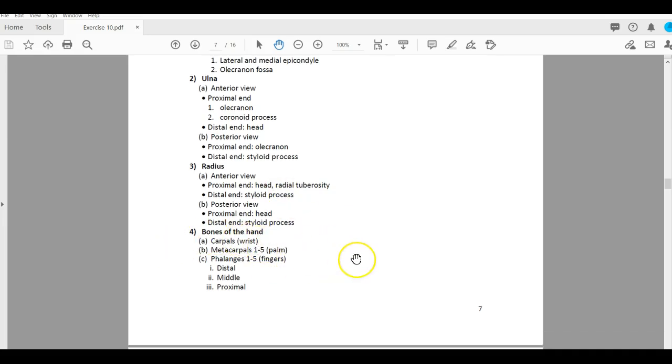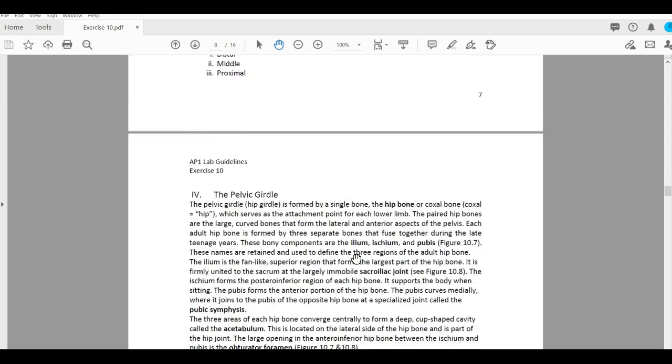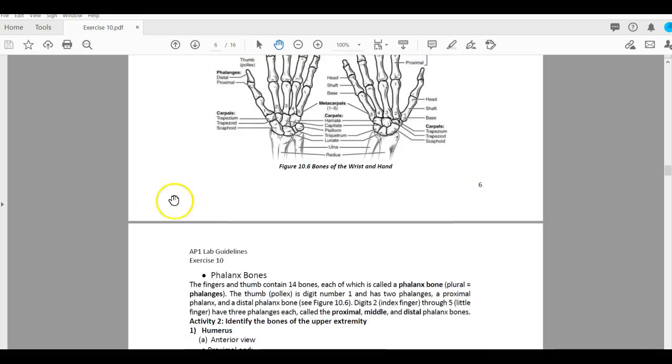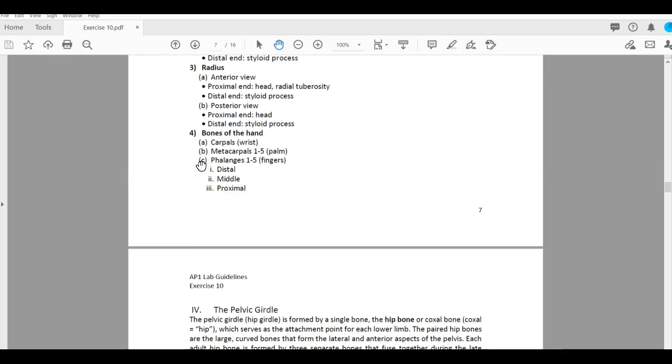When it comes to the hand, I will just point out, we have made things a little bit easier on you. You don't have to know all of the names of the carpals. These are just a group, the carpals. And then the metacarpals, those are just a group. You don't even need to know their numbers, just know those are metacarpals. And then all of the bones in your fingers are phalanges. You do need to know proximal, middle, and distal. But again, there's a whole lot of bones that you don't need to know.